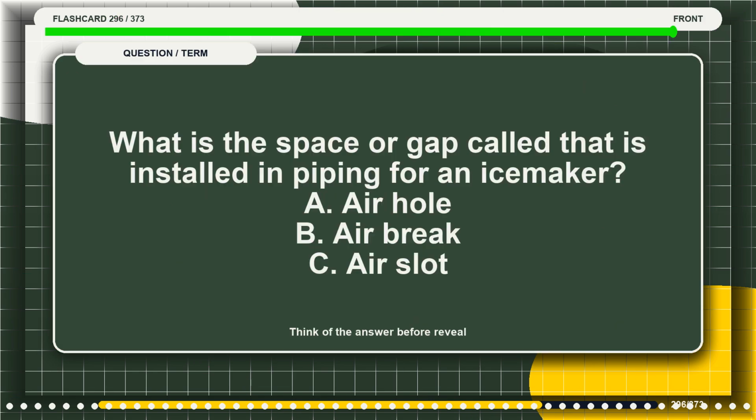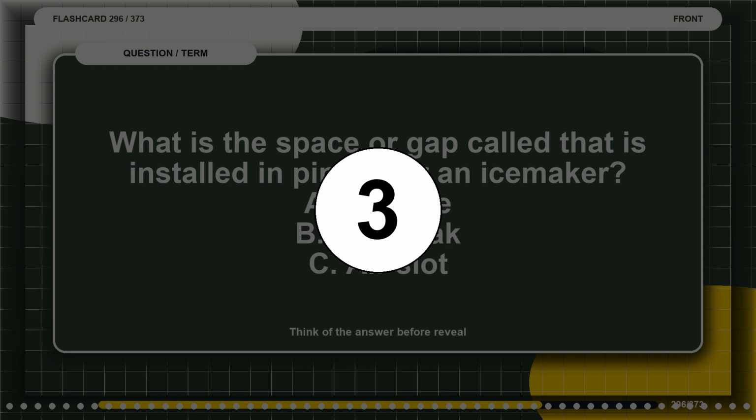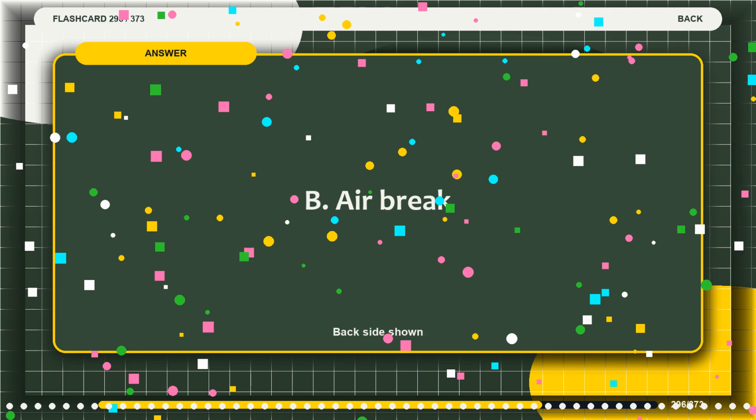Flashcard 296. What is the space or gap called that is installed in piping for an ice maker? A. Air hole. B. Air break. C. Air slot. Think of the answer before the reveal. The answer is B. Air break.